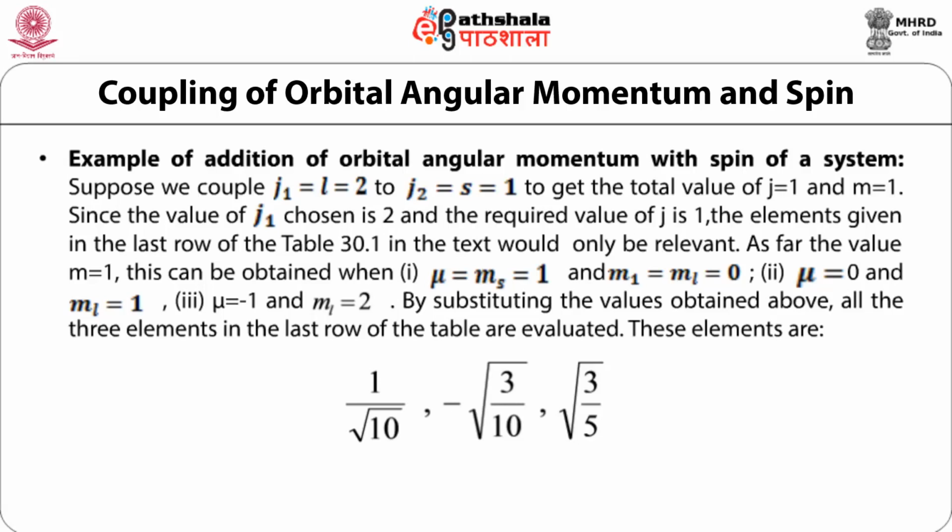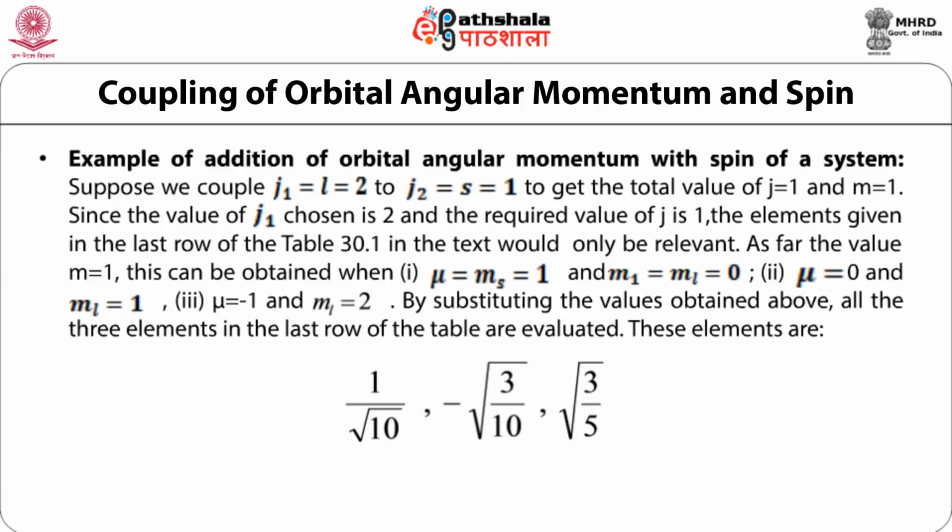For mu equal to 0, the Clebsch-Gordan coefficient comes out to be [(J1 − 1)(J1 + 1) / (J1(2J1 + 1))]^(1/2). And for mu equal to minus 1, the Clebsch-Gordan coefficient comes out to be [(J1 + M + 1)(J1 + M) / (2J1(2J1 + 1))]^(1/2).